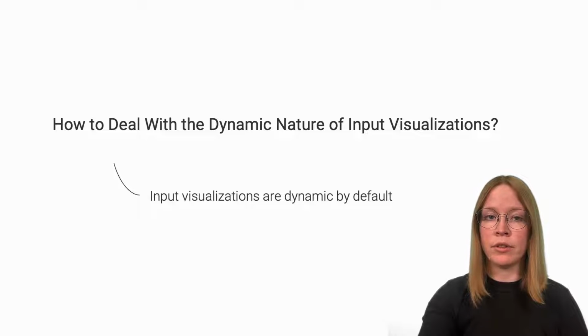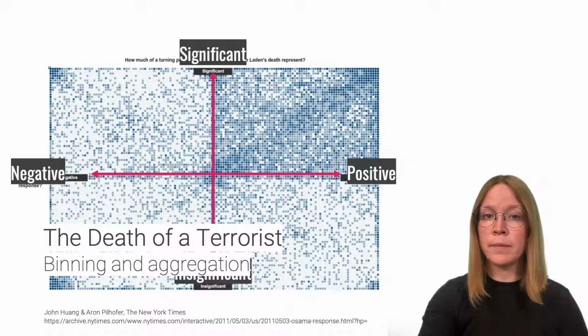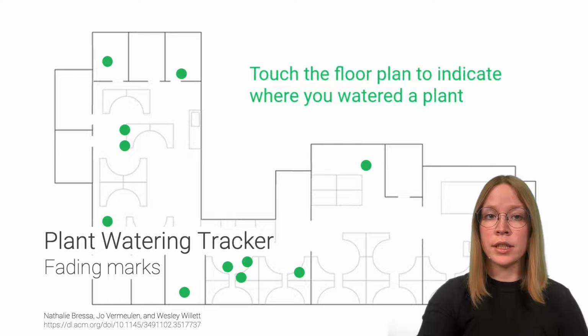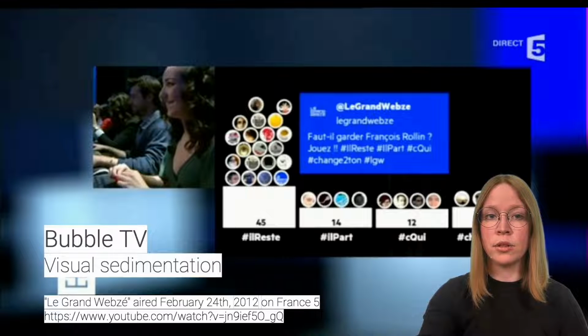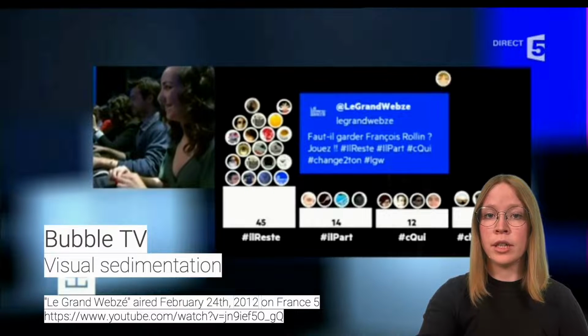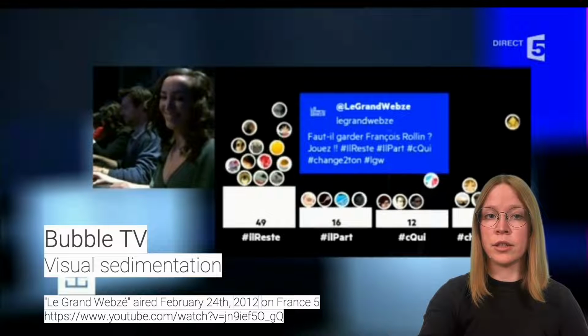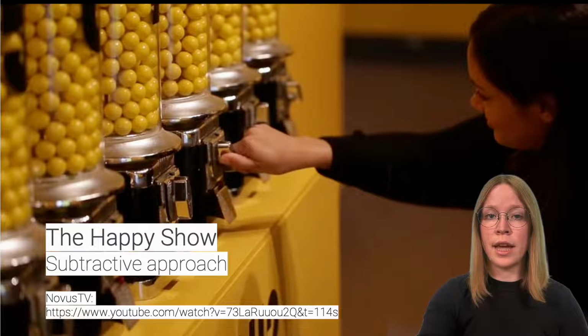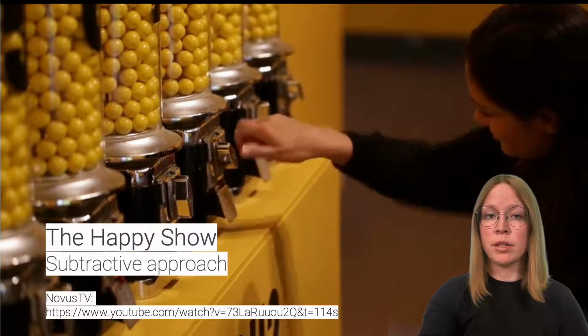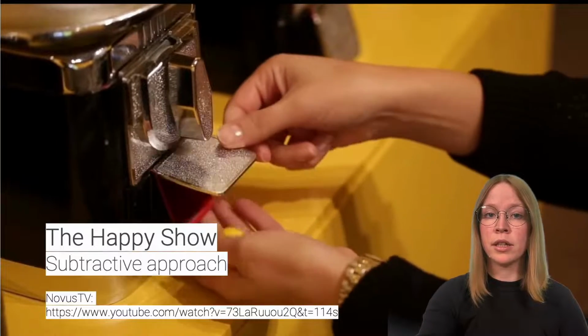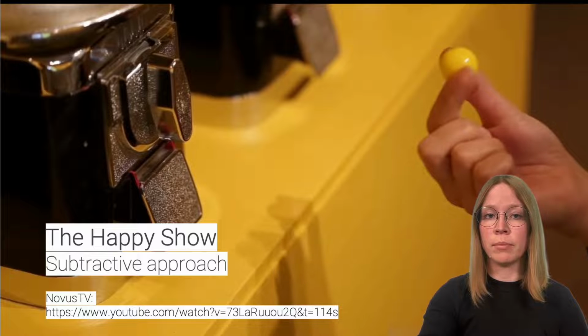We have seen several strategies to deal with these challenges, including aggregation and binning of input data, as seen in the death of a terrorist, or dynamic visual mappings and adaptive scales that show a limited amount of data to reduce clutter. For instance, marks in the plant watering tracker gradually fade and disappear. Similarly, tokens in Bubble TV shrink over time using a metaphor of visual sedimentation. A subtractive approach, as in the Happy Show, has a similar effect, with participants removing tokens from the bars, which reduces visual cluttering over time.